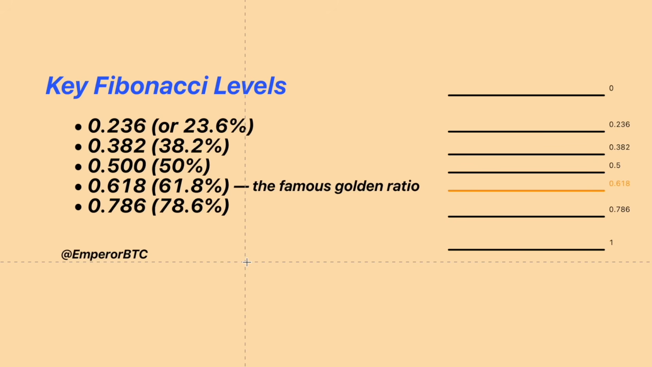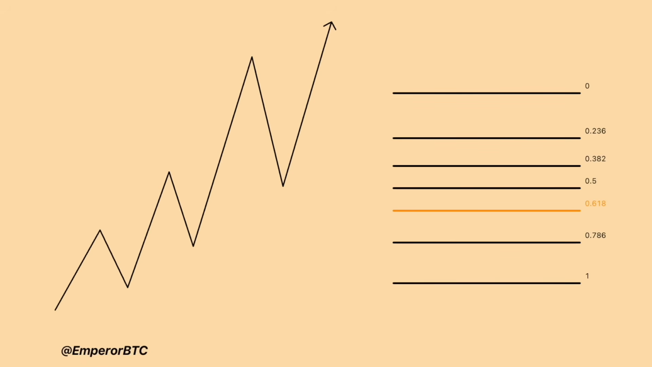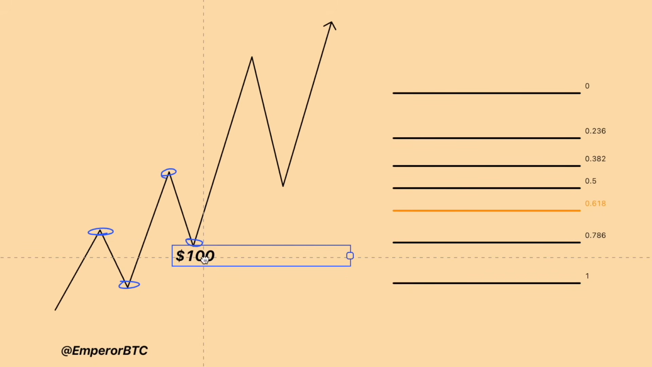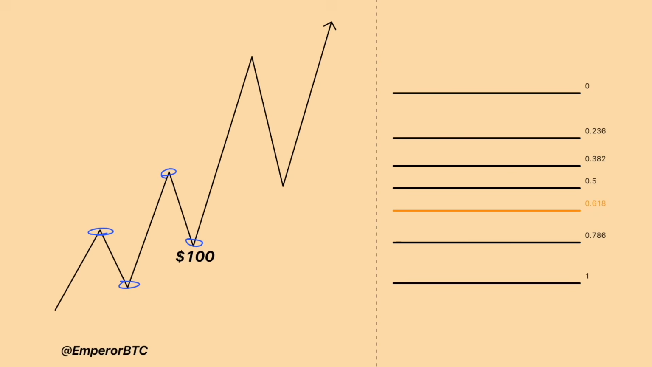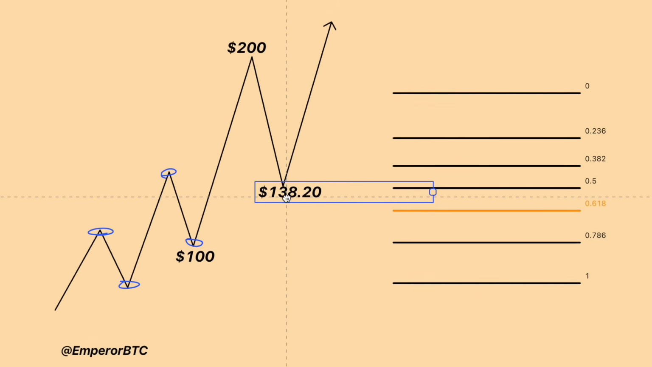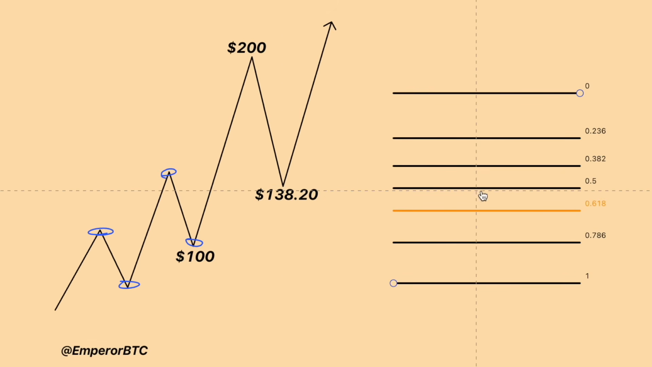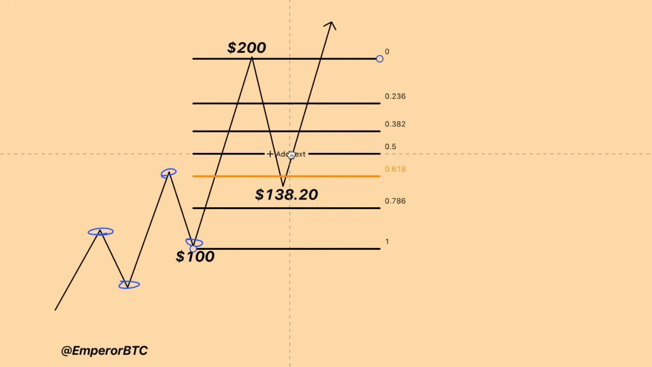So let's make this practical. Let's say we're in an uptrending market, so we're making higher highs and higher lows. So let's say price rallies from $100 to $200. A 61.8% retracement would land near $138.2. So using our Fibonacci tool, that is the golden pocket ratio.